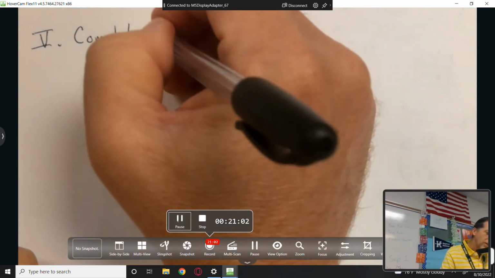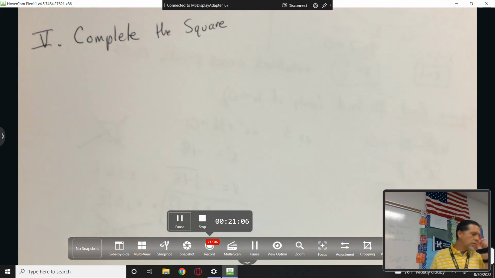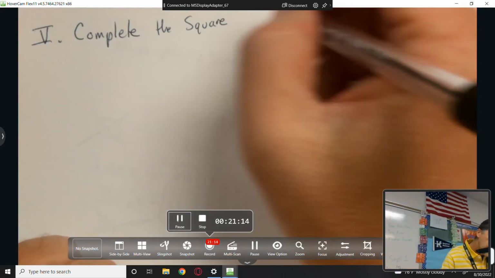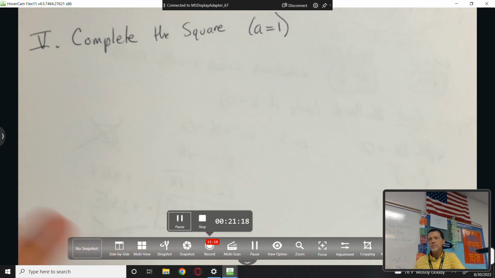So, anybody know what method we're headed toward here? Complete the square. This only works if a equals 1. You can force a to equal 1 by dividing by a, but then sometimes you get weird numbers the rest of the way. We're only going to ask you to do it if a is 1, because other than that, it gets kind of crazy.